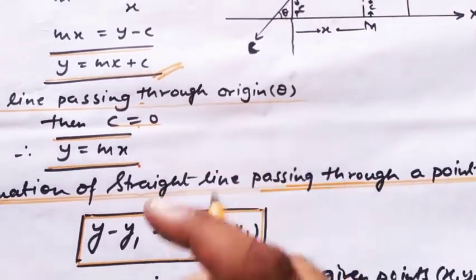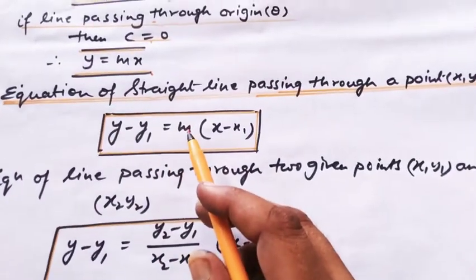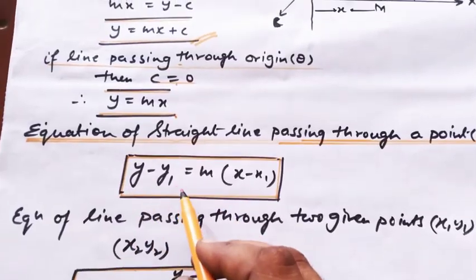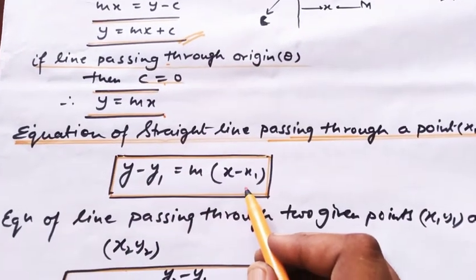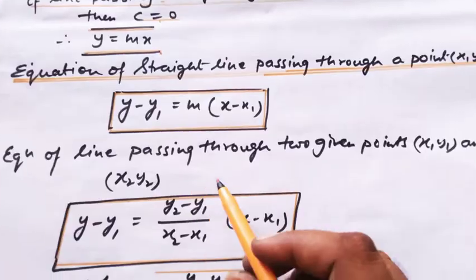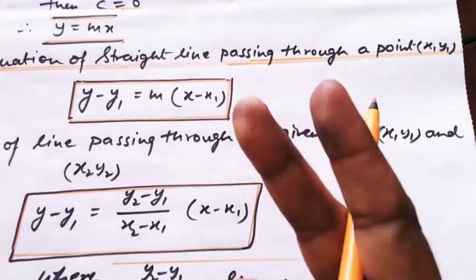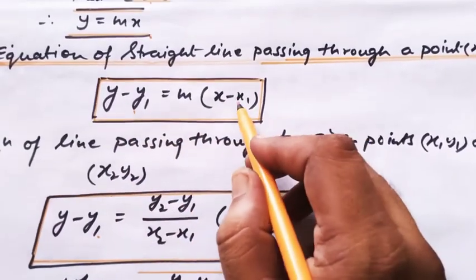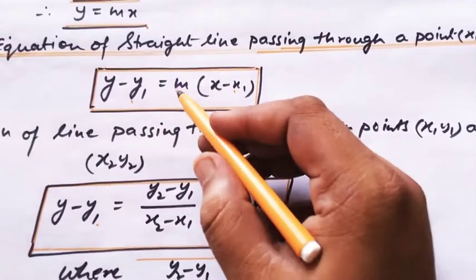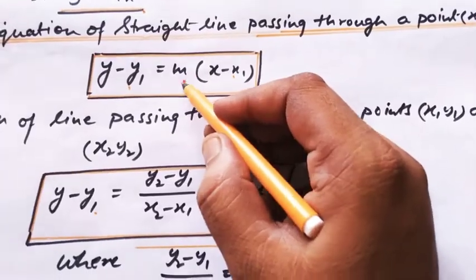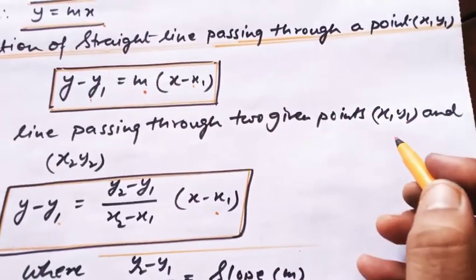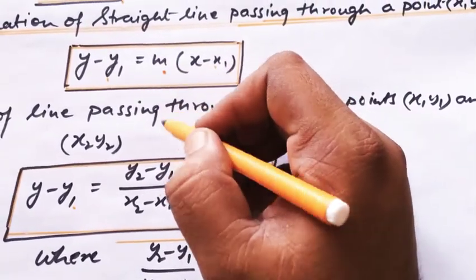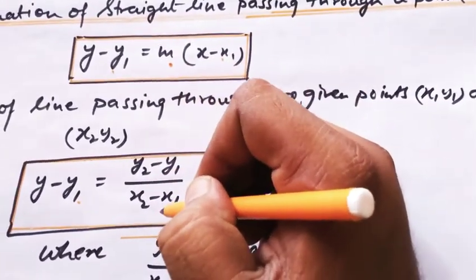Is it clear? If we have to write an equation which passes through a given point x1 y1, then the equation is y minus y1 is equal to m into x minus x1. And if we have to write an equation which passes through two given points, x1 y1 and x2 y2, then the equation is y minus y1 is equal to m into x minus x1, but the slope will be changed. As we read about slope for two given points, it is y2 minus y1 upon x2 minus x1, so we put the value of m as y2 minus y1 upon x2 minus x1.